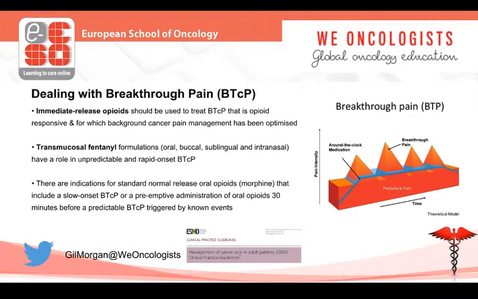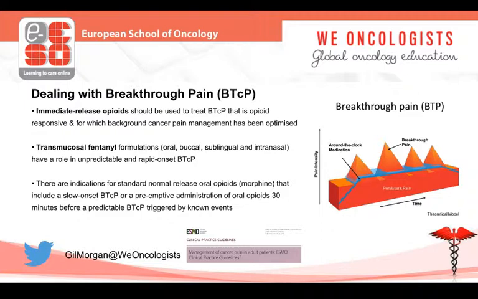Breakthrough pain can happen suddenly, and it can be extremely severe. It might be because of movement or activities, or it can also be unexpected and happen for no apparent reason. We need immediate release opioids. These are what should be given in order to treat breakthrough pain that is opioid responsive and for which background cancer pain management has been optimized.